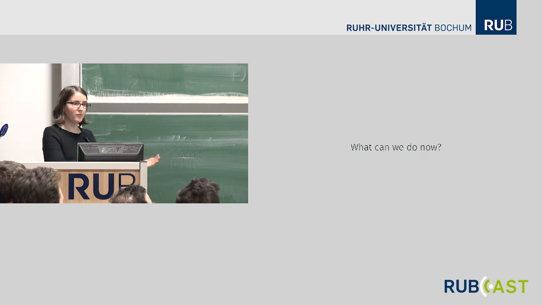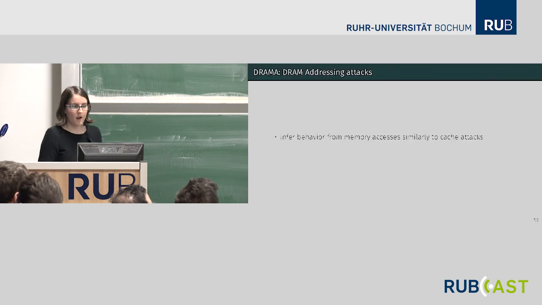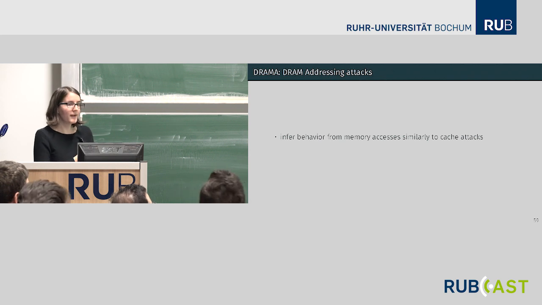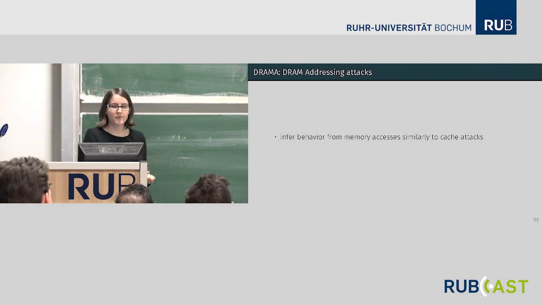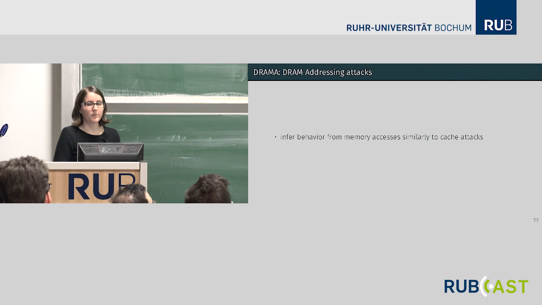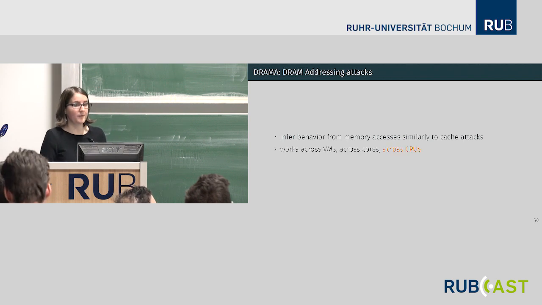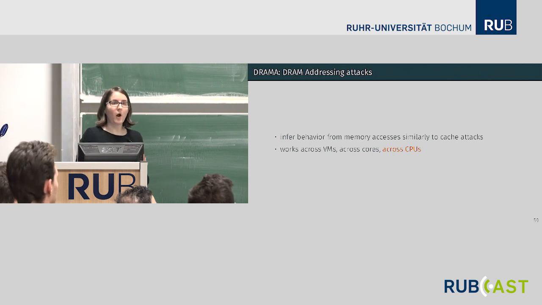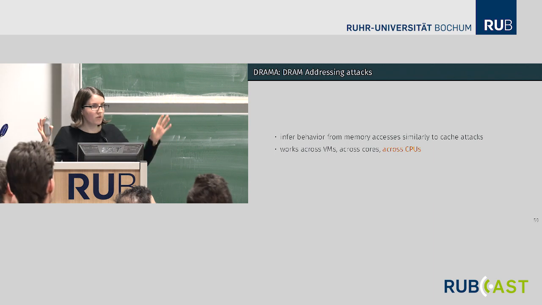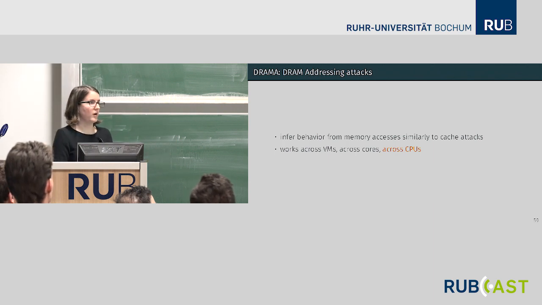So again, we have this function. What can we do now? Well, we can do DRAM addressing attacks. The idea is that we are going to infer some behavior from memory addresses, similarly to the way we did with cache attacks. The nice thing is that it also works across VMs, it works across cores, and unlike cache attacks, it also works across CPUs, because different CPUs do not share a cache, but they will share the DRAM if it's the same machine.